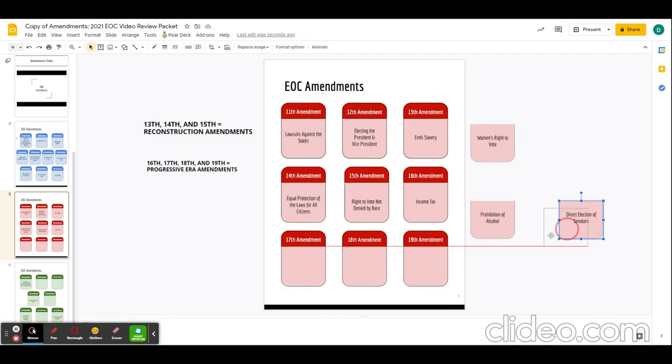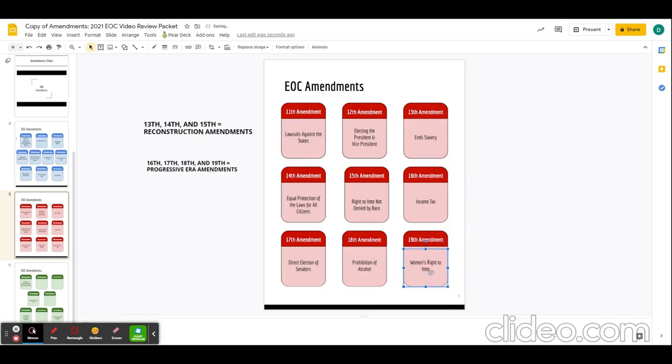The 17th Amendment is the direct election of senators by the people. The 18th Amendment is the prohibition of alcohol. So 18th Amendment, you can't drink, and then we'll see which amendment says that you can. And then women's right to vote, that's the 19th Amendment.